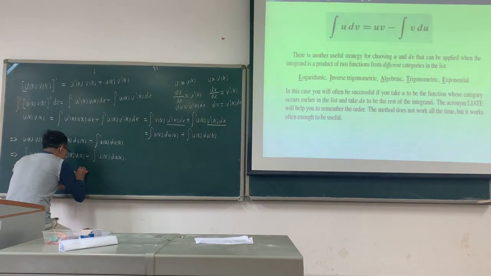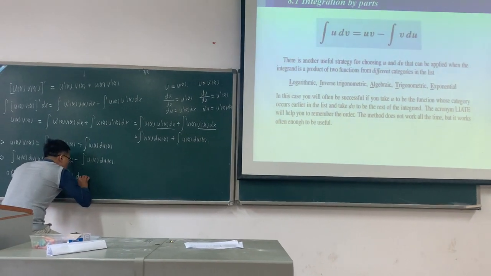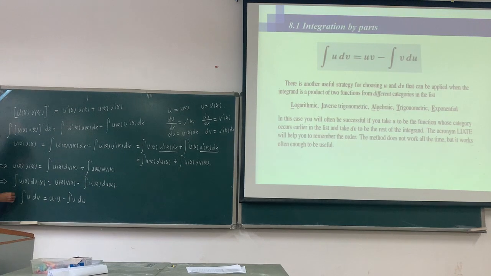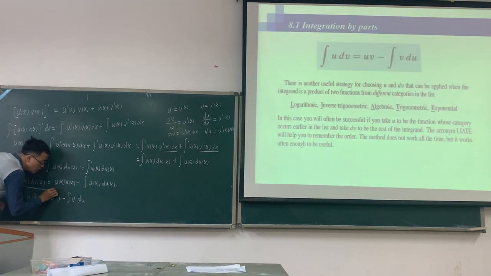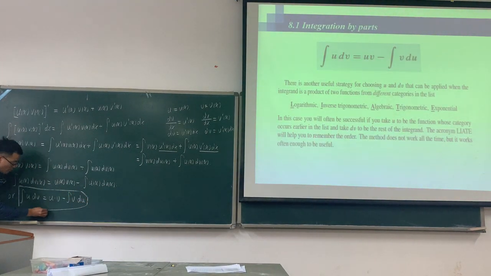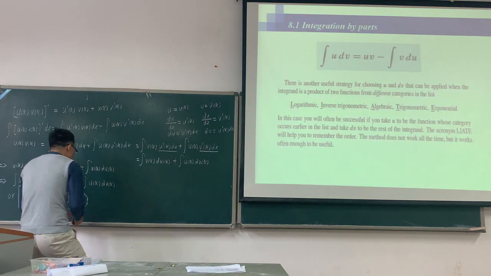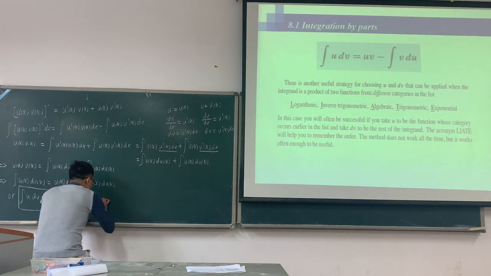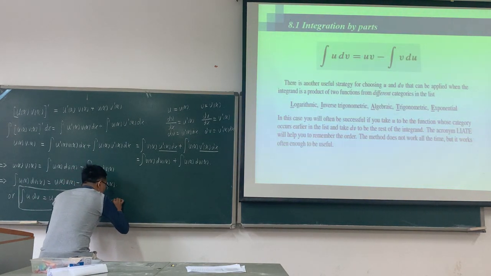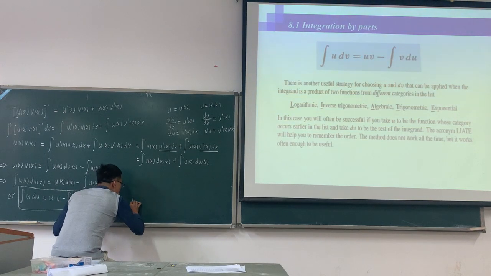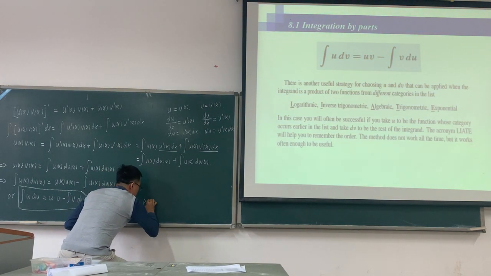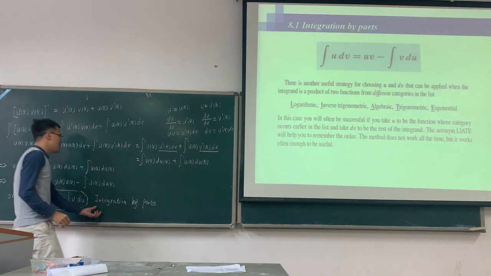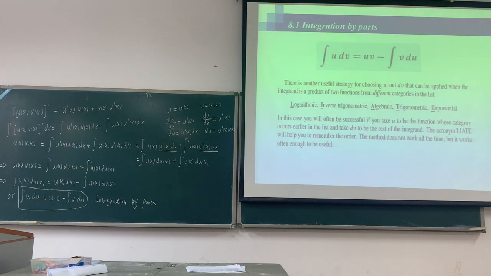u times v minus integral of v du. Okay, v du. So here, this formula means the integral, so this means integration by parts. Integration by parts. Okay. So this formula, you must remember it.